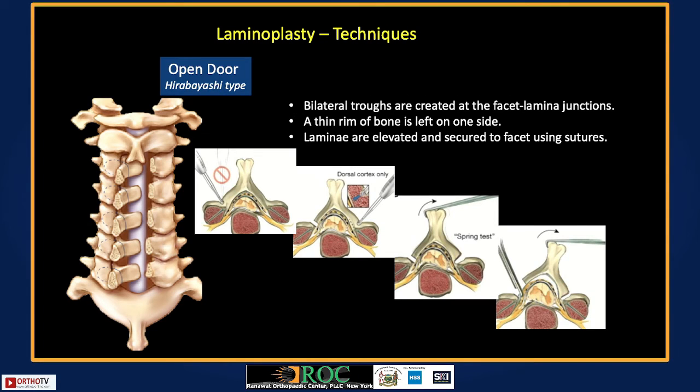So what are the techniques? There are multiple techniques which are described. Again, there are two basic techniques, the open door and the French door. In the open door, basically we create troughs on both sides. On one side, it is a trough which goes through the entire lamina at the junction of facet and lamina. On the other side, it is just a trough in the superficial cortex. So the deeper cortex serves as a hinge on which we open the laminoplasty. Here it's important not to fracture the deeper cortex, otherwise the patient can land up with significant deficit. Hence these techniques are relatively more demanding as compared to laminectomy cases.